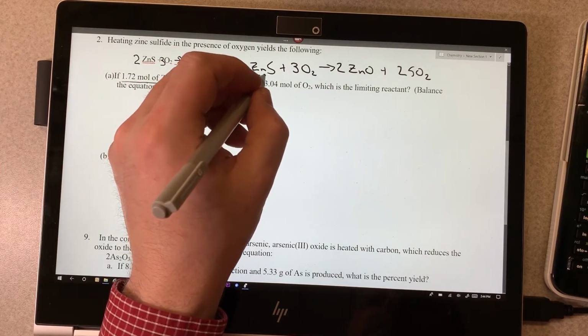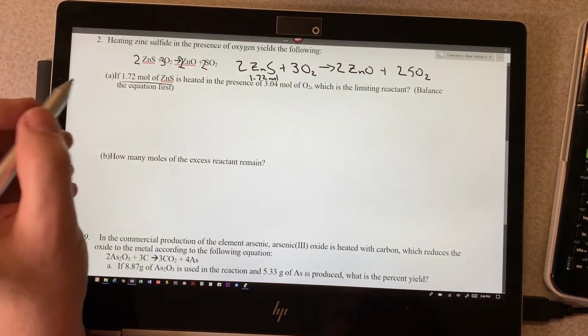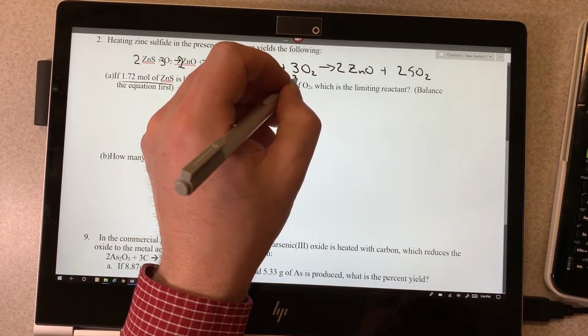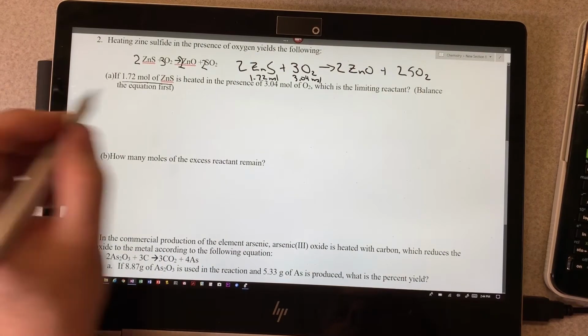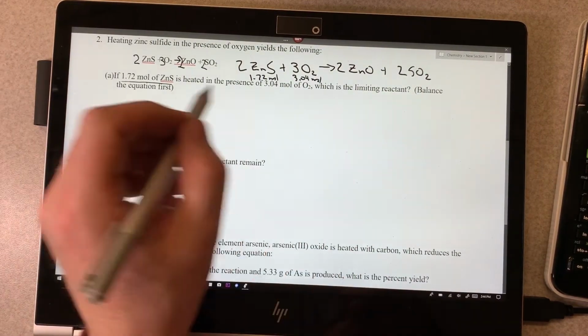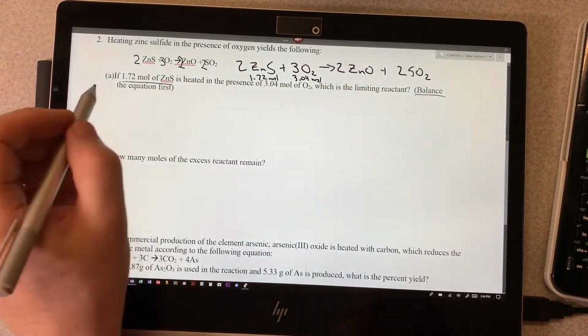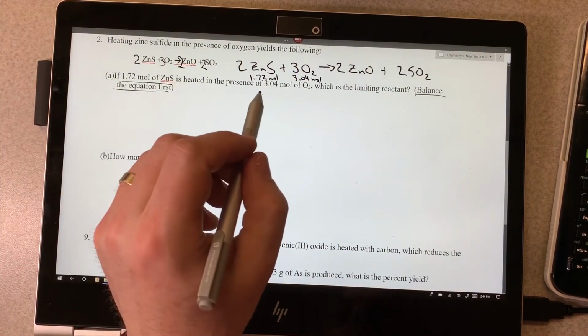1.72 moles of ZnS is heated in the presence of 3.04 moles of O2. Which one is the limiting reactant? Okay, here I had myself a note to balance the equation. It's a good thing we did that, right?